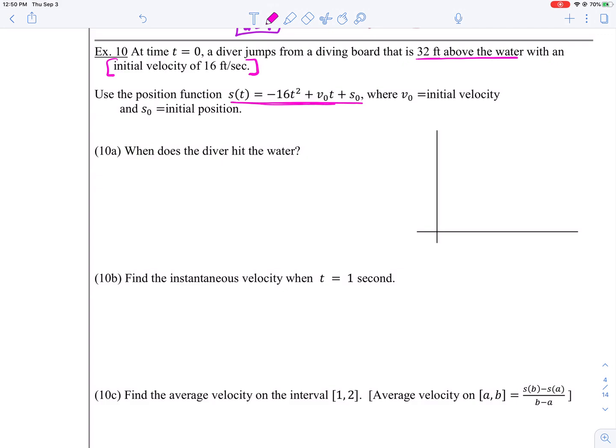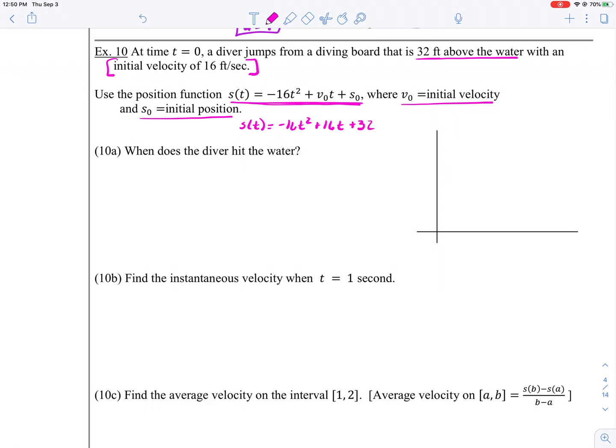So this is going to be our position function, and v sub 0 represents the initial velocity, and s sub 0 represents the initial position. We always use s for position, and we always use v for velocity, so that's pretty normal. So I'm going to go ahead and fill in this equation given the information that I have. The initial velocity was 16 feet per second, so I'm going to plug in a 16 there. And then the initial position was 32. So I now have a full equation that I can work with.